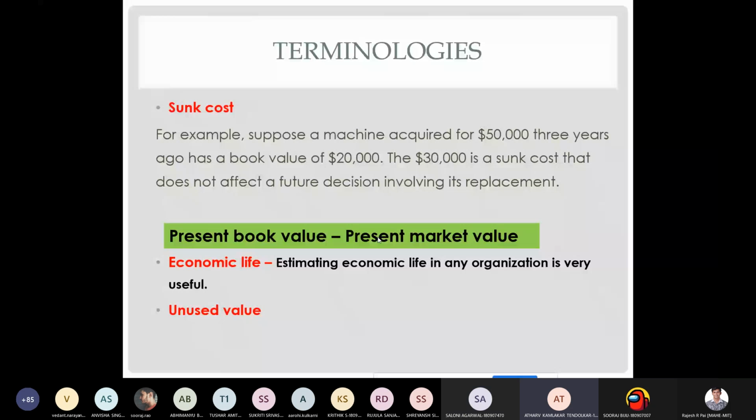Sir, could you explain the formula for sunk cost again? Sunk cost is nothing but the present book value. Present book value is nothing but every year the organization will measure the value of the asset. Okay, so that value, which we generally call book value, we write in the book of accounts when you calculate the balance sheet.